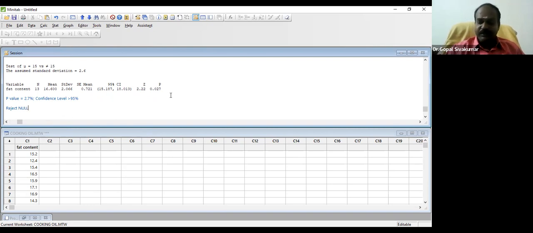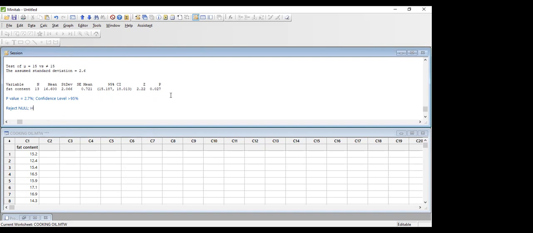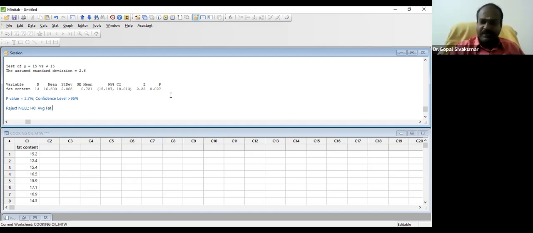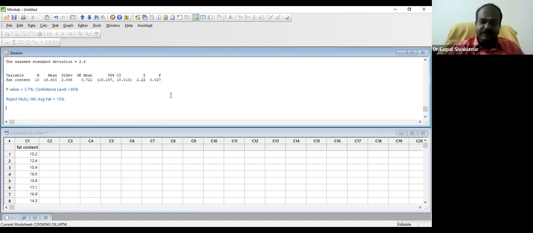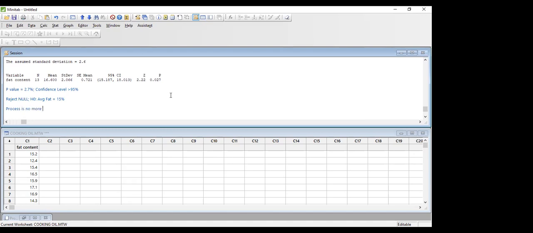What is your null? That the average fat content is equal to 15%. What is your study telling you? It's not. Please reject. Rejecting means the process is no more good. Am I correct or not? Yes, correct.